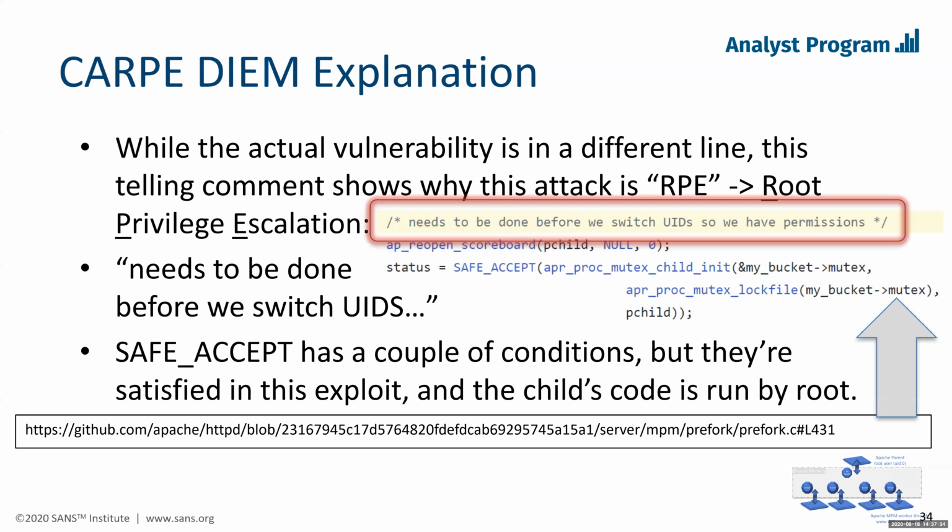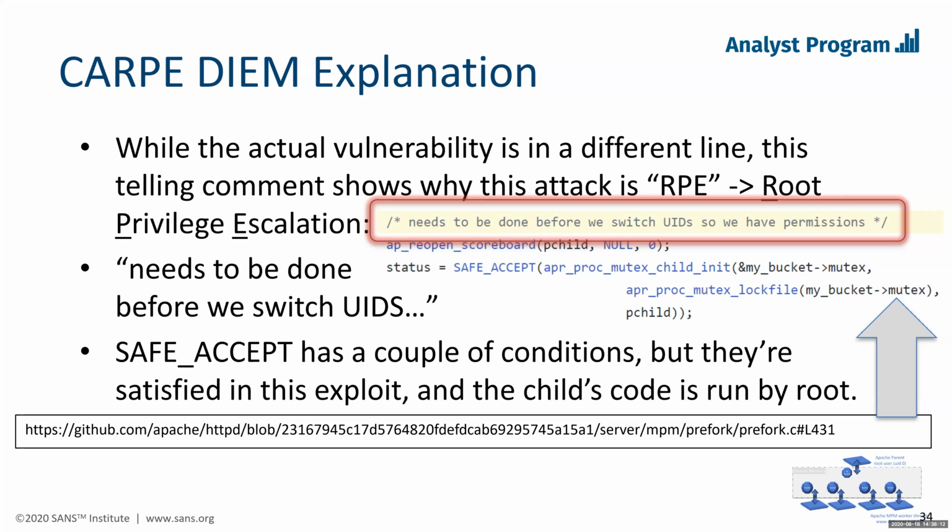And so the highlighting that I have on here is a comment that's in the Apache code. And so the link at the bottom of the slide is highlighting line 431 in the prefork.c in the server mpm code. And so this is performed prior to dropping root privilege in order to make sure that the environment allows for the actions which need to be done.